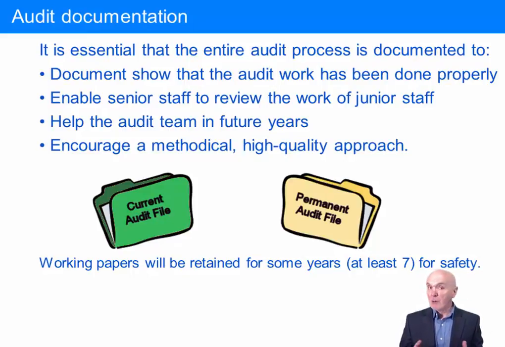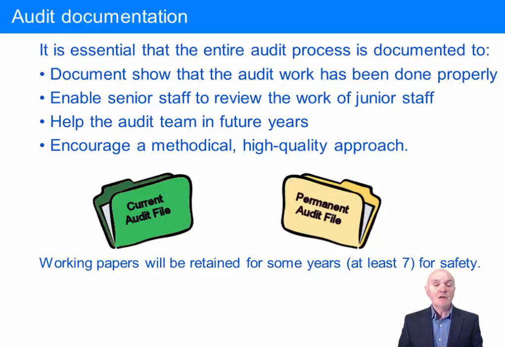You may keep copies of the company's memorandum and articles of association. You maybe keep copies of major contracts, major title deeds, and so on. You have to maybe verify each year that you can go and see the original title deed. But this is a sort of fairly permanent long-term stuff you're going to keep in the audit file.